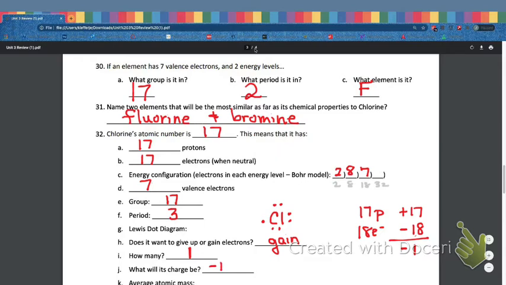And my average atomic mass is the decimal number on the periodic table. So that's 35.45. And the units are AMUs, atomic mass units. Any questions about those? All right.